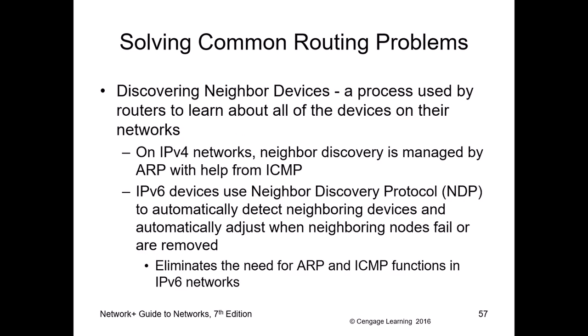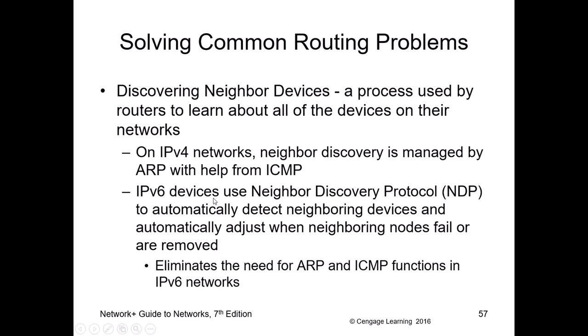Okay, to discover neighboring devices, you can use CDP, the Cisco Discovery Protocol. They tell you who your neighbors are, what IP addresses they have. You may use ARP if you want, or the neighbor discovery protocol in IPv6. So please write this down.